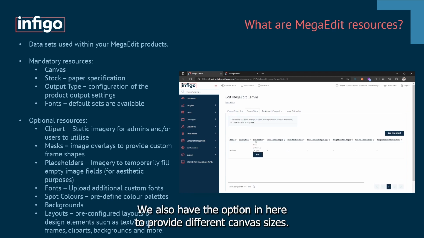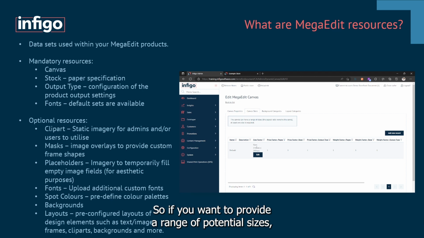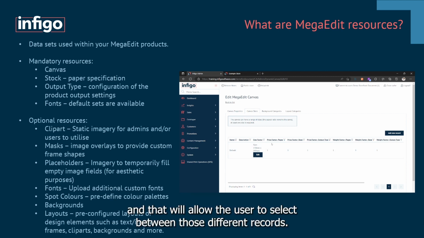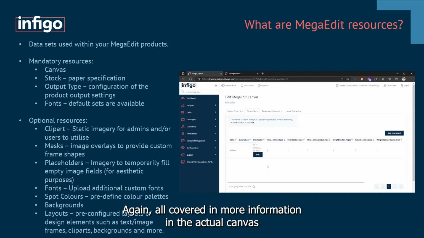We also have the option in here to provide different canvas sizes. So if you want to provide a range of potential sizes but with the same aspect ratio, then you could enter a few records in here, and that will allow the user to select between those different records. Again, all covered in more information in the actual Canvas video.